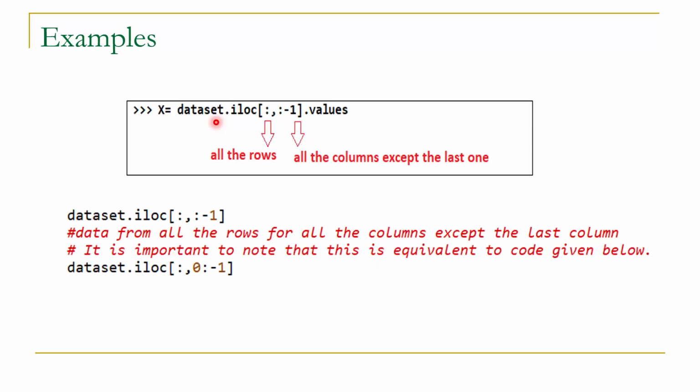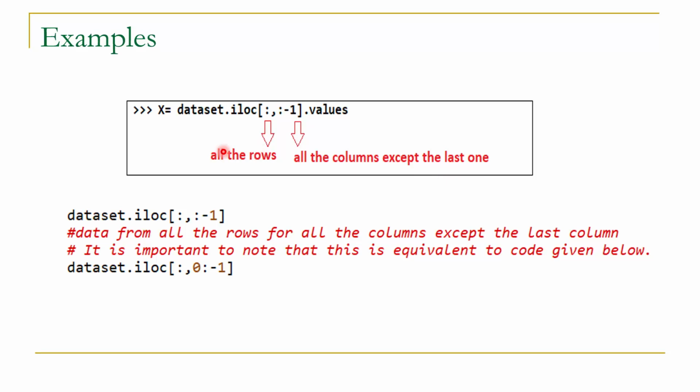Let us understand this example. This is a very common example to select all the rows and all the columns except the last column. So here for rows we are using colon. It means we are selecting all the rows, and in columns we are giving the range as colon -1. Actually it starts from 0 up to column -1. So it will select all the columns except the last one.